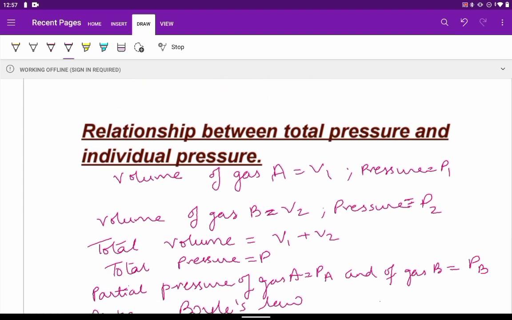In the same way, we can find out the relationship between total pressure and individual pressure. Now let's say there are two gases A and B. At constant temperature, we take V1 volume of gas A. So for gas A, volume is V1 and pressure is P1. For gas B, volume is V2 and pressure is P2.